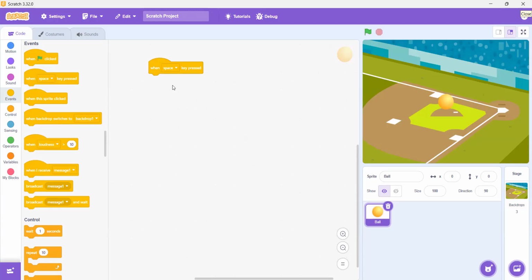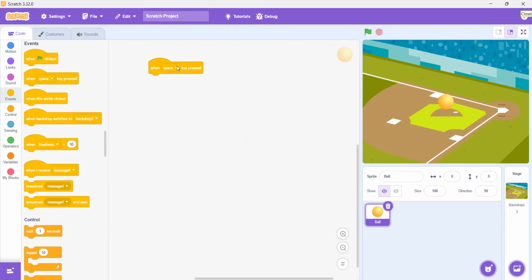If I tell you take 10 steps, then you will take 10 steps. Otherwise, you'll keep standing in that position, isn't it? Only when I give you instructions, you will do. If I don't give instructions, you will be standing or sitting. Same thing over here with the ball. If you have to move the ball, you have to give the next step.